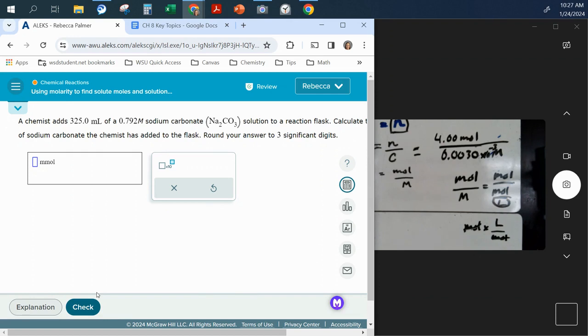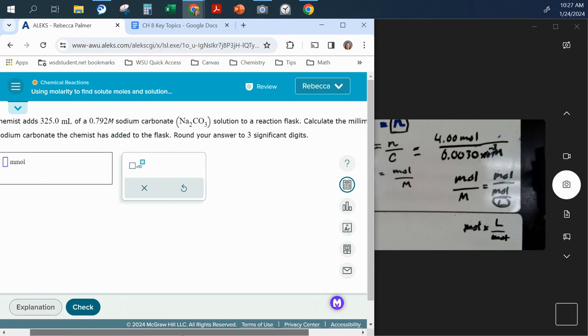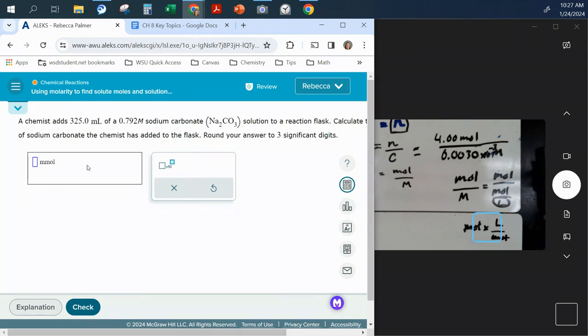Okay, this one, especially the one in this chapter, I'm going to look at the box to tell me what unit. So for this problem, the 2 we talked about last time, this one's looking for millimoles. So we have a chemist adds 325 milliliters of a 0.792 molar sodium carbonate solution to a reaction flask. Calculate the millimoles of sodium carbonate the chemist has added. So this one is a little bit different because we're looking for millimoles.